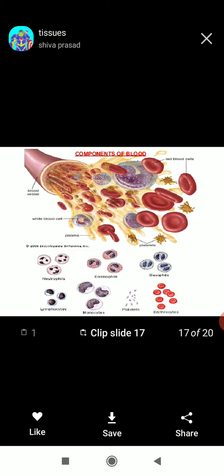The blood transports oxygen from the respiratory organ to the tissue and the carbon dioxide from tissues back to the respiratory organs. Second function, it transports nutrients to all parts of the body. The next one, it maintains the constant body temperature by distributing the heat throughout the body.